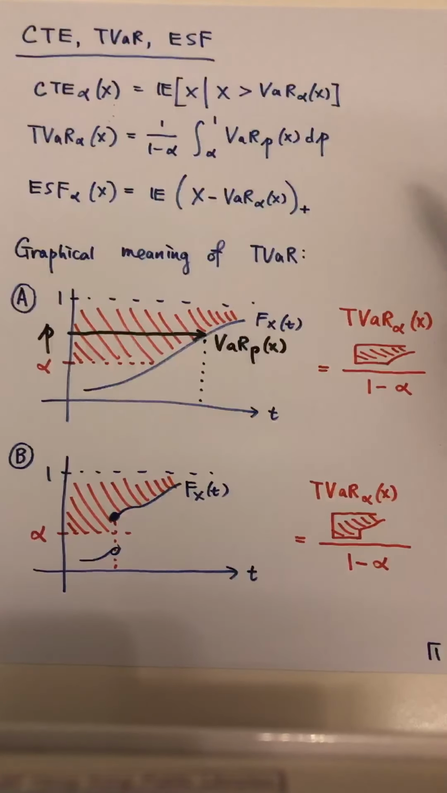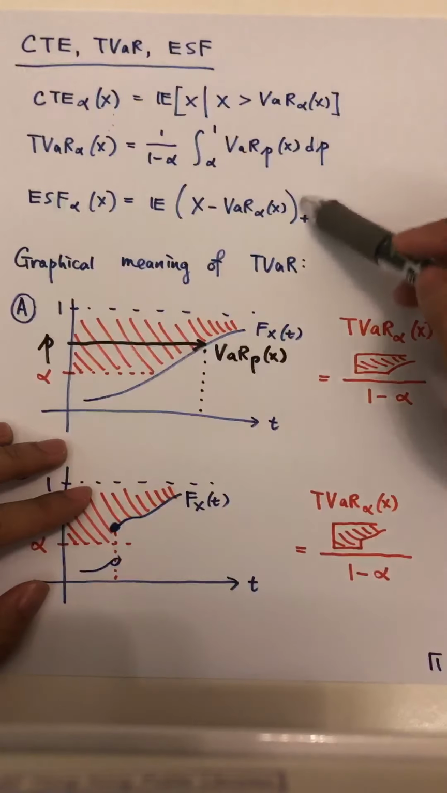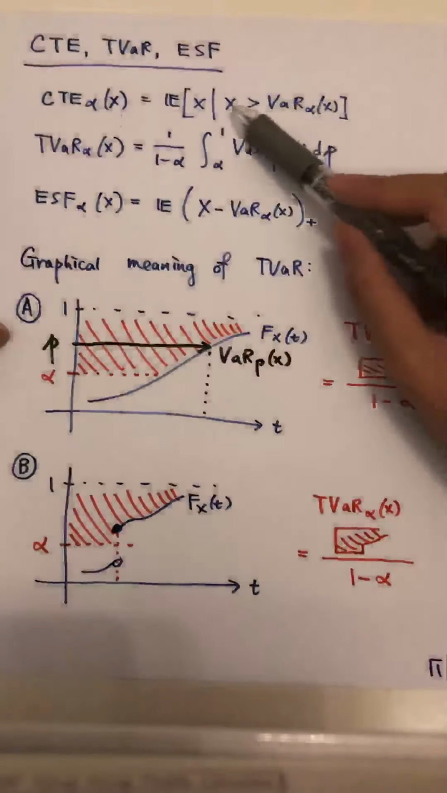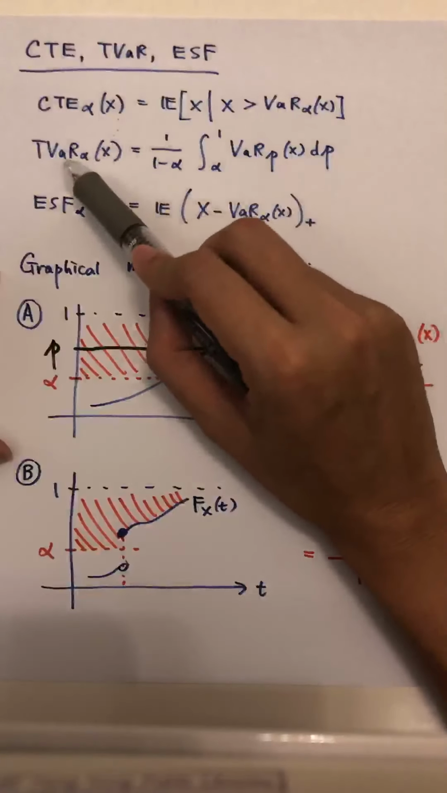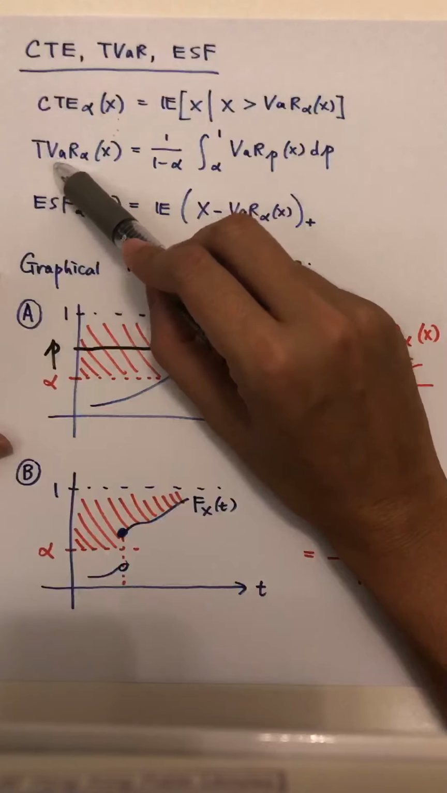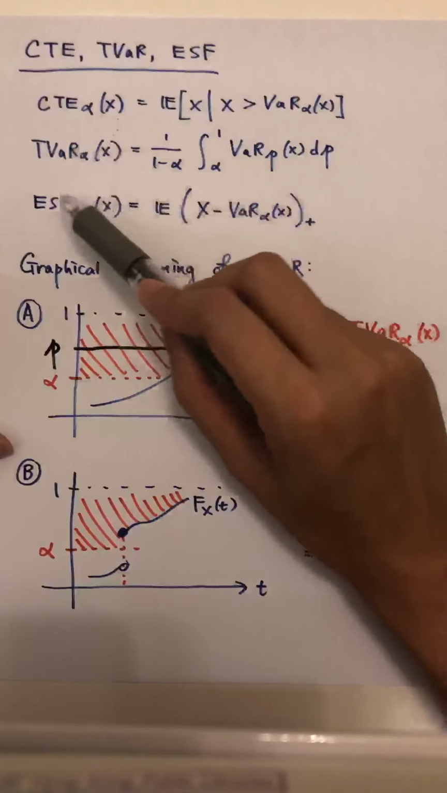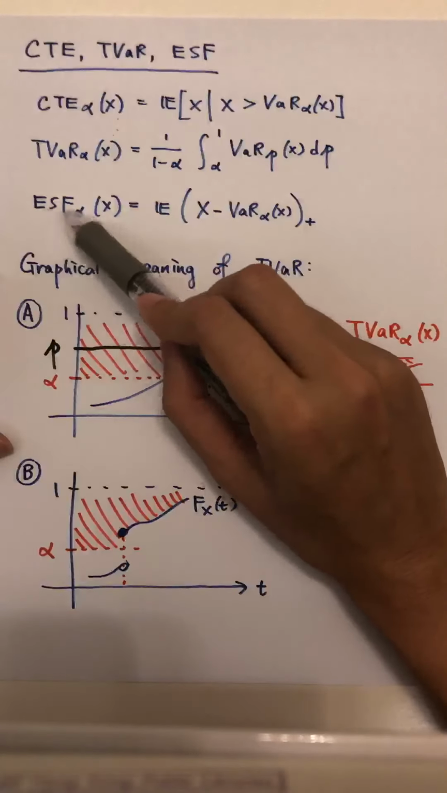In this video, we will look at a few more risk measures other than value at risk. Here I list the definitions. The first is conditional tail expectation of x at level alpha. The second is tail value at risk, T bar. And the last is expected shortfall.